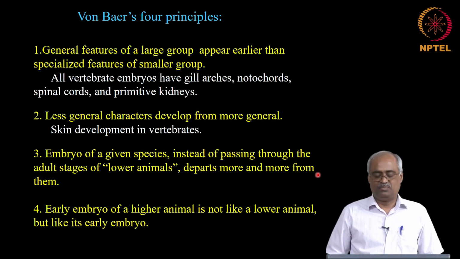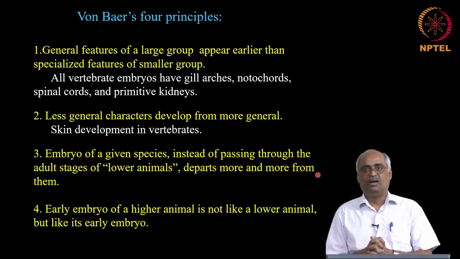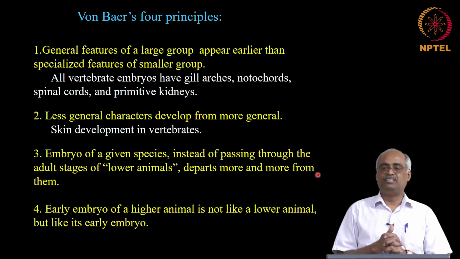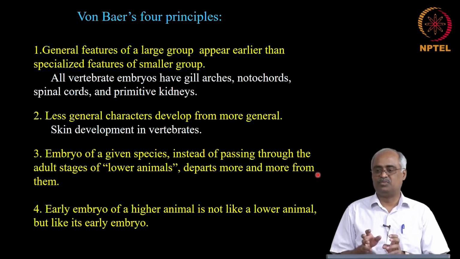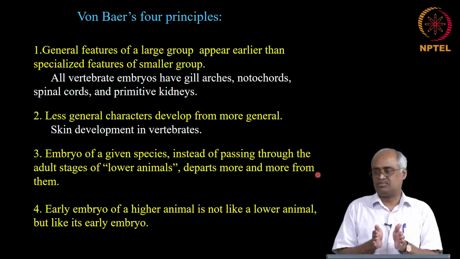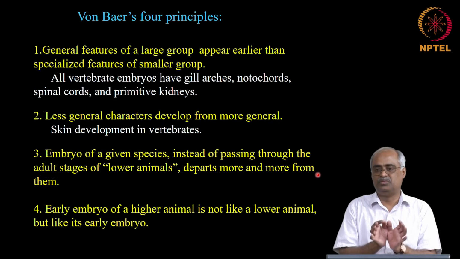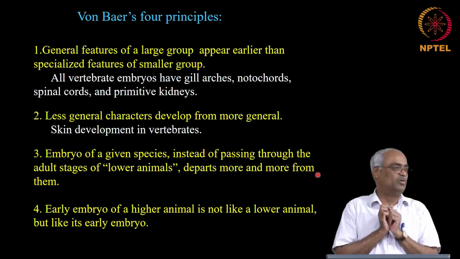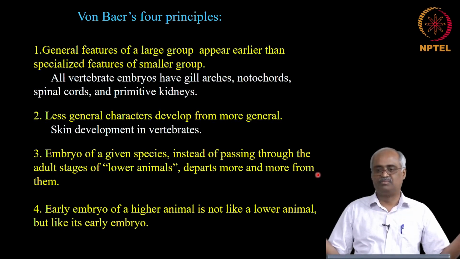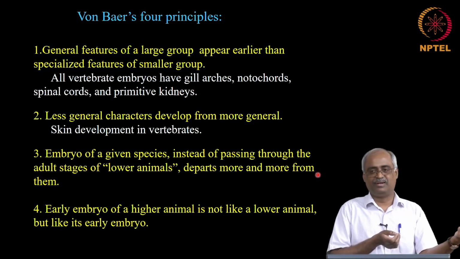So what von Baer proposed is that the general features of a large group appear earlier than the specialized features of a smaller group. So meaning, let us say we take all mammals, okay, so that is a larger group as opposed to taking only primates. Primates means some of these monkey species and the human, but mammal means you will go all the way up to including all cattle as well, right? It will relate us not just with the monkey jumping on the corridor, but also with the deer downstairs.